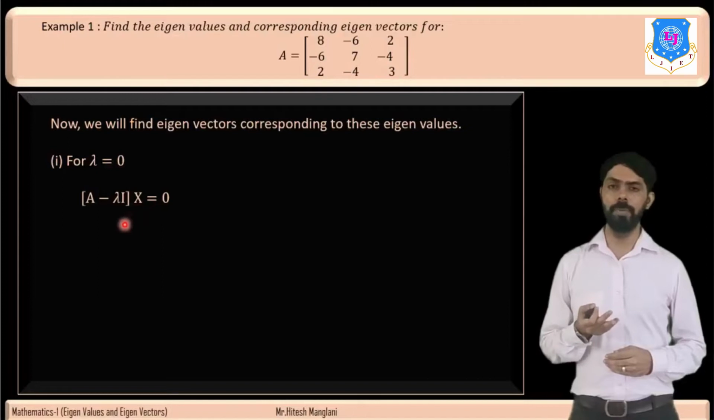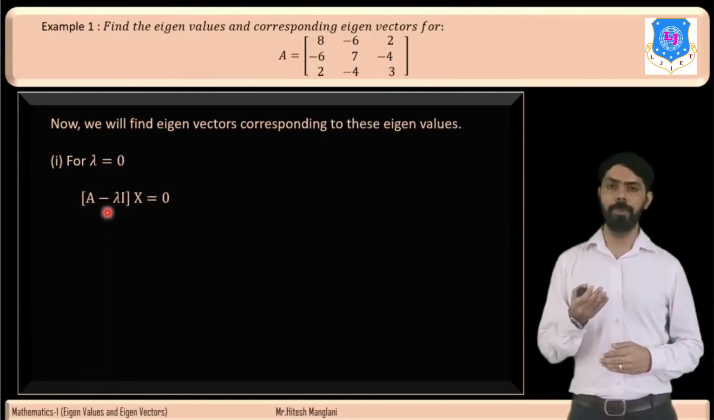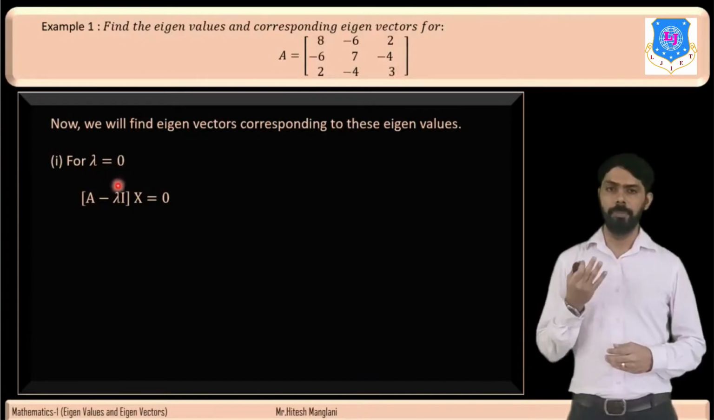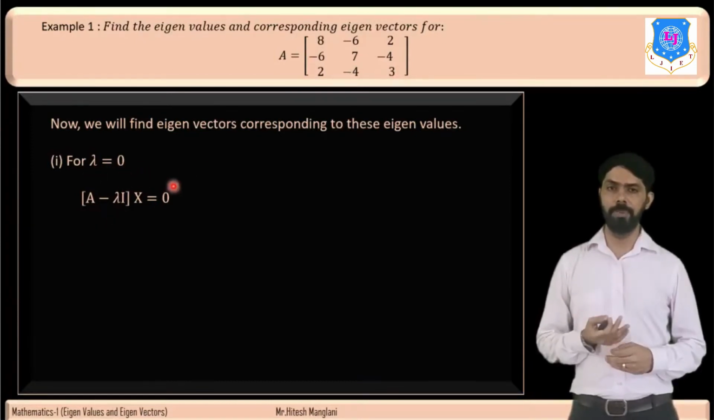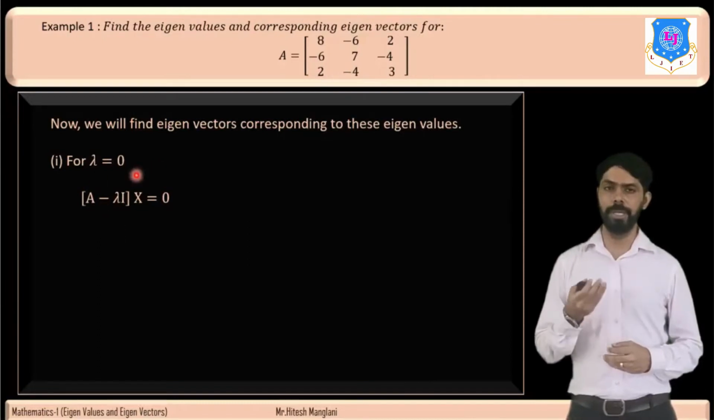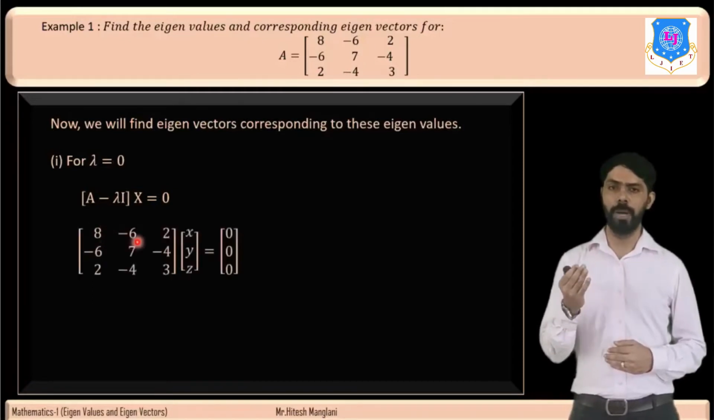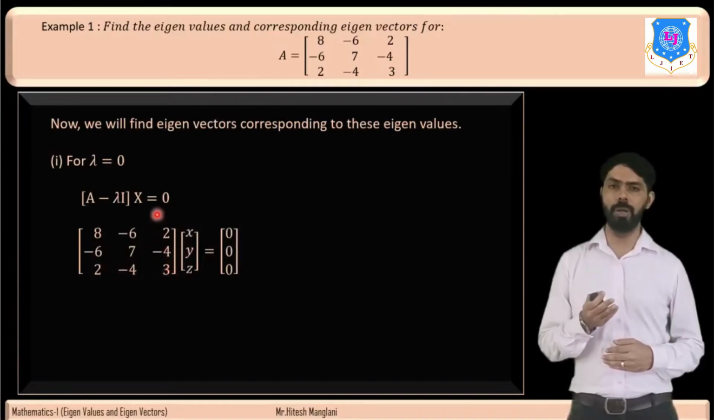So first of all, A minus lambda I. The meaning of A minus lambda I is that we have to subtract lambda from the principal diagonal elements. And here, lambda is 0. Therefore, the principal diagonal elements will be the same because 8 minus 0 is 8, 7 minus 0 is 7, 3 minus 0 is 3. Therefore, it will be the matrix 8, minus 6, 2; minus 6, 7, minus 4; 2, minus 4, 3, into capital X, which is a non-zero column vector.